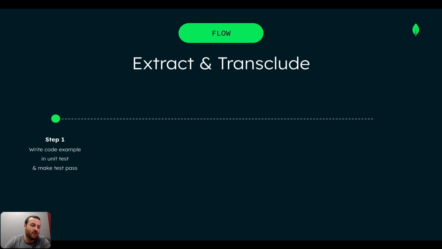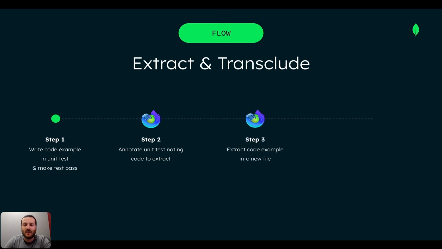First, you write your code example in a unit test, make that test pass. Then you annotate the unit test with those Bluehawk tags noting what you want to extract. After that, you do the actual extraction using Bluehawk CLI. And lastly, you transclude the code example into your docs.